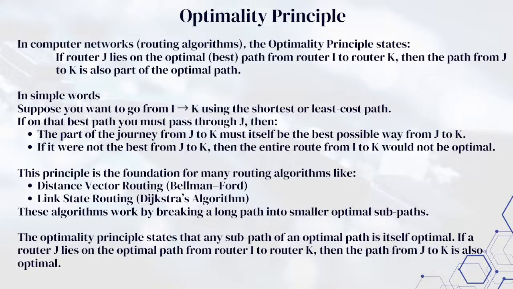As in network layer, we are talking about how to select the shortest path, or how efficiently we can move the packets from source to destination in a short time or in the fastest way, right? So here again, one important concept which helps for this is the optimality principle. Okay, so here in computer network, the routing algorithm we have already discussed. In routing algorithm, the optimality principle states that from J to K is also a path of optimal path.